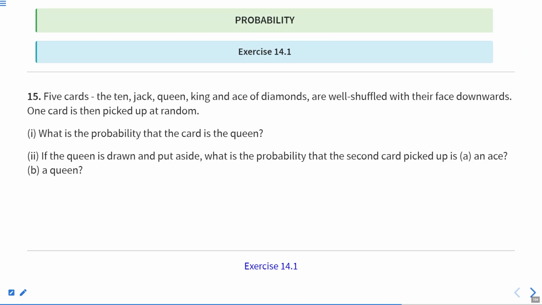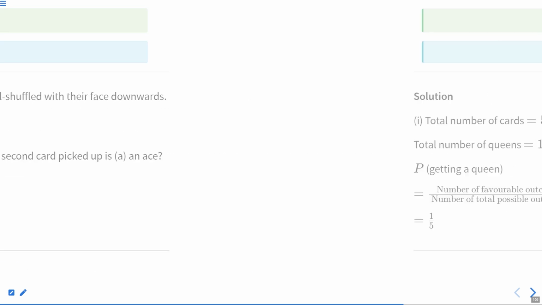So in next problem, here we have 5 cards: the 10, jack, queen, king, and ace of diamonds. Okay, and they are shuffled well with their faces downwards. One card is then picked up at random. Okay, so what is the probability that the card is the queen? And if the queen is drawn and put aside, what is the probability that the second card picked up is an ace? Okay, so let us solve this problem.